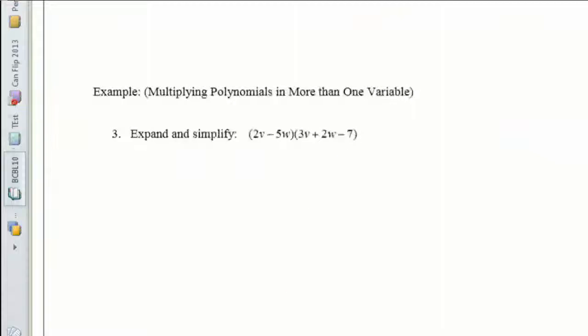So here goes. First thing multiplied by everything in the second bracket. So I have 2v times 3v, which gives me 6v squared. 2v times 2w is 4vw. 2v times 7, negative 14v. So there's my first 3 terms.